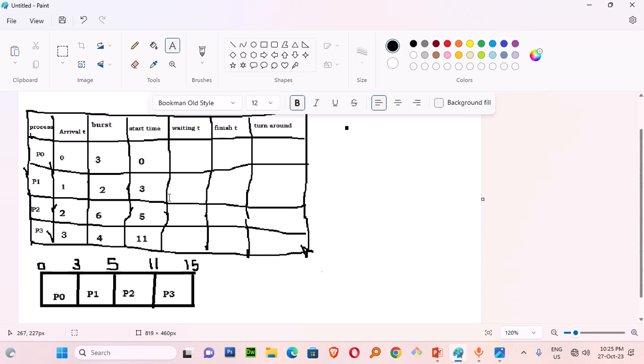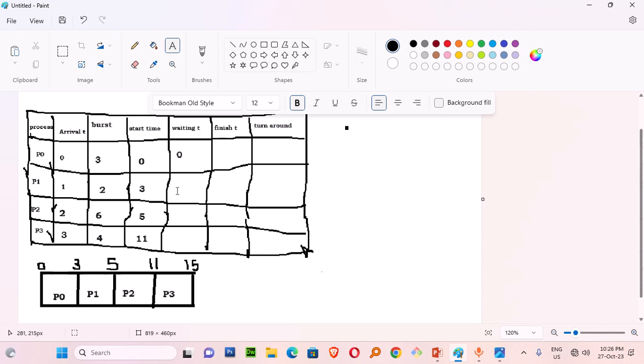Then we go to waiting time. Now, the formula for calculating the waiting time is the start time minus the arrival time, whereby we found the start time here and the arrival time is here. So for P0, or process 0, you'll find that it is 0 minus 0. So 0 minus 0 is a 0, not so? So the waiting time will be 0.